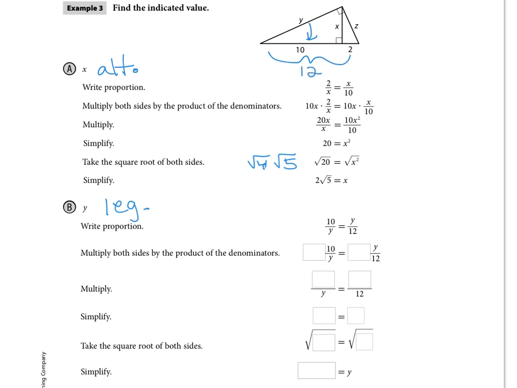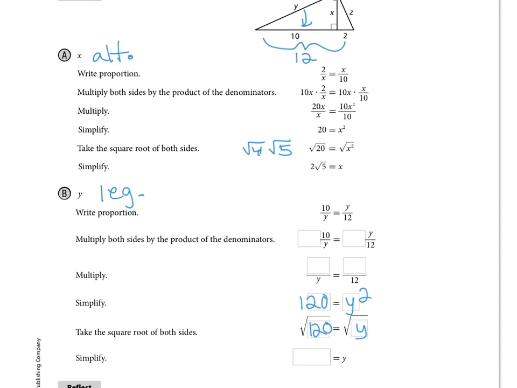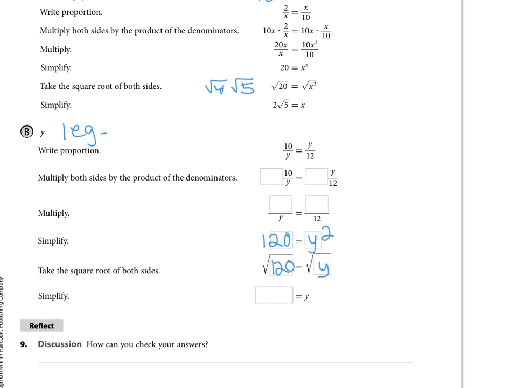So we have y squared is going to equal, I'm just going to skip these middle steps here and go right to the cross multiply. y squared is equal to 120. Taking the square root, y is the square root of 120. Again, might make sense for us to do a little factor chart there.